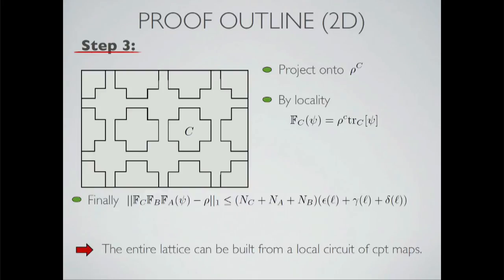So what we've constructed in the end are 3 local channels, one applied after another, that applied on any initial state will give us the desired Gibbs state up to an error which scales as NC, NA, and NB, where A, B, and C are the number of regions we have to apply this trick to. So moral of the story, the entire lattice can be built from a local circuit of CPT maps.